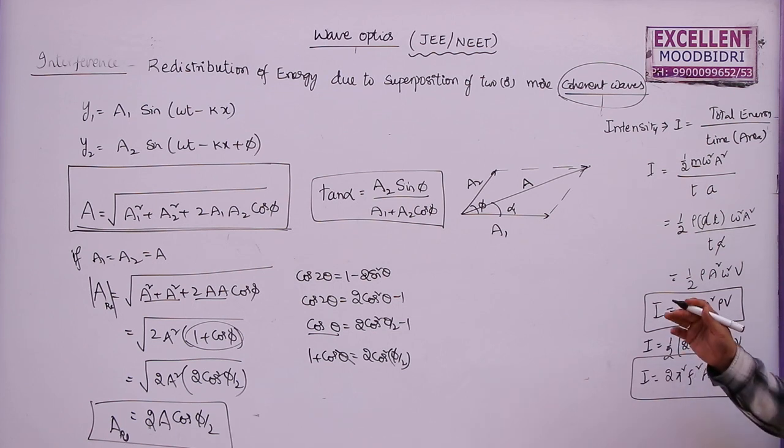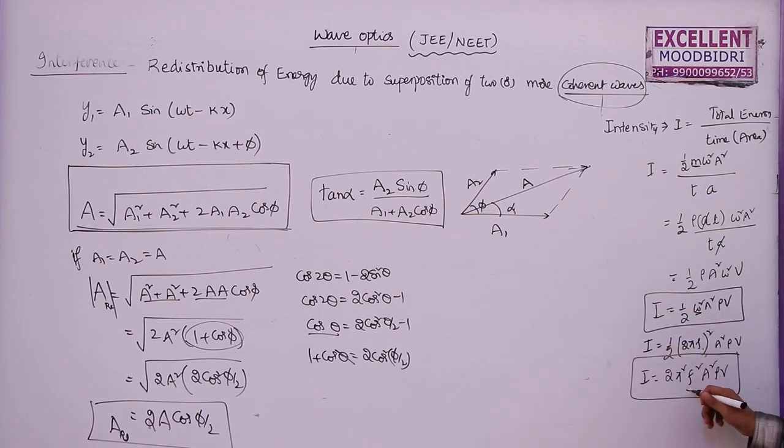For a wave which is traveling in a single medium, frequency never changes, and the density of the medium does not change, and when the medium is not changing, velocity never changes. So these are all constants. So intensity only depends on amplitude. So we can write I is equal to some k into A square, where k is 2 pi square f square rho v. So intensity is directly proportional to the square of the amplitude.